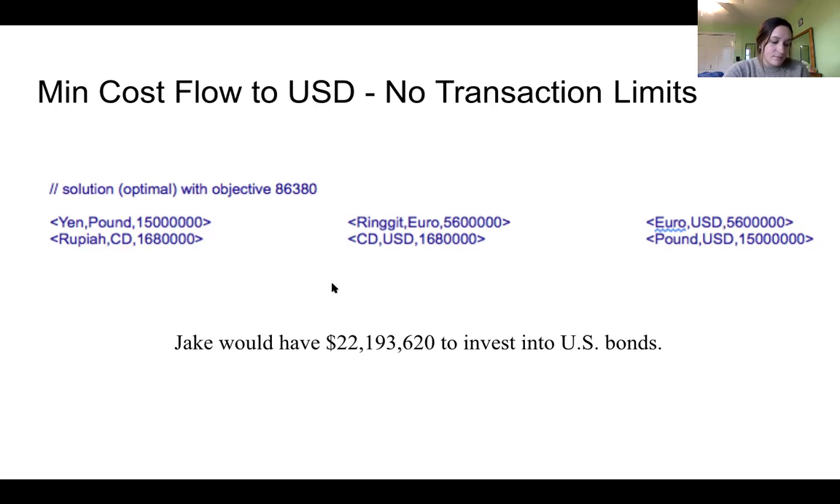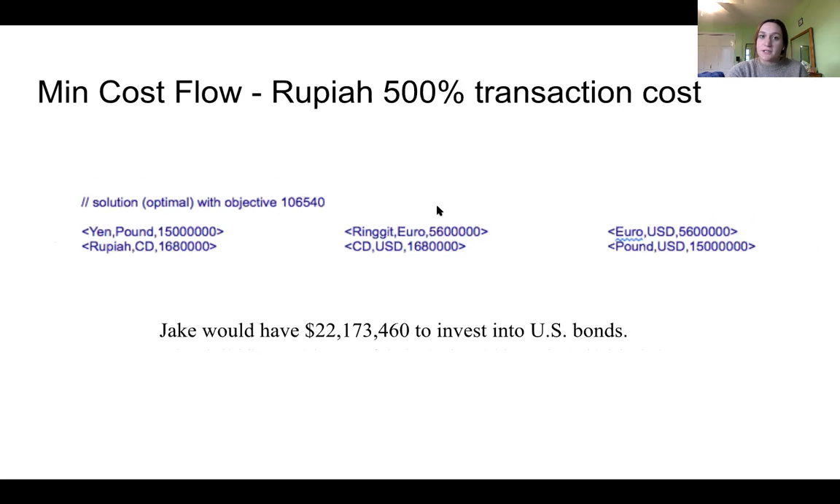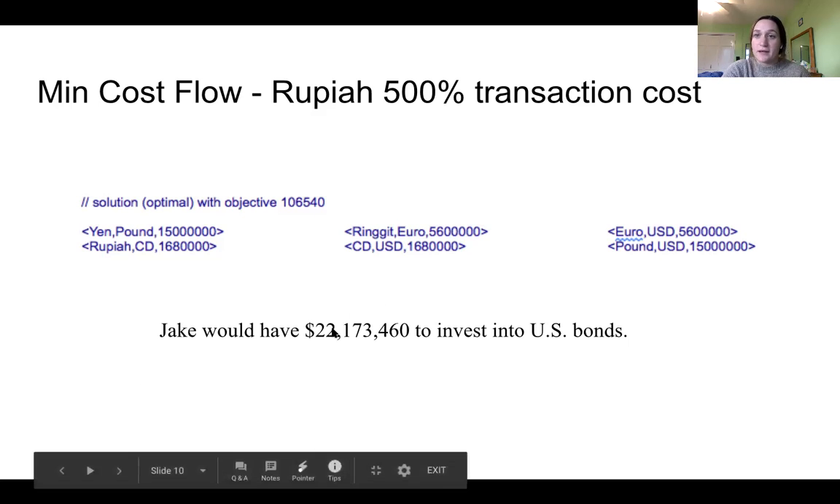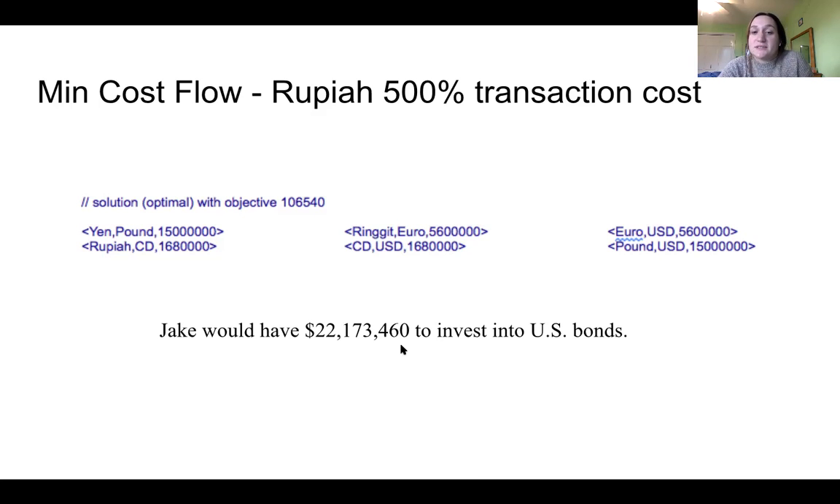And lastly, we start to consider what would happen if there was a 500% transaction increase on the cost of any transaction with rupiah. So that means that it would be 5 times the cost of any arc that was connected to the rupiah supply node. And so what happens here then is Jake would finally end up having $22,173,460 to invest into US bonds.